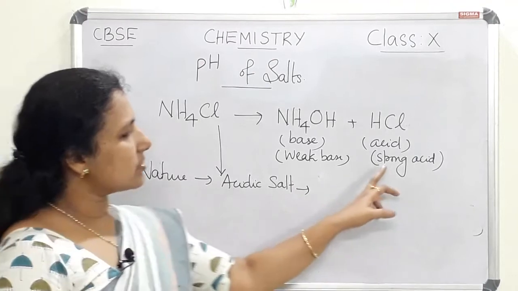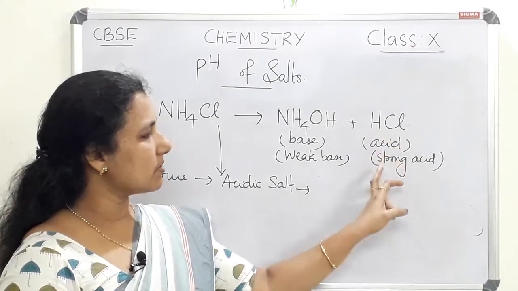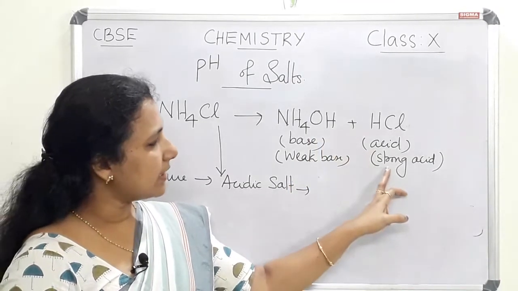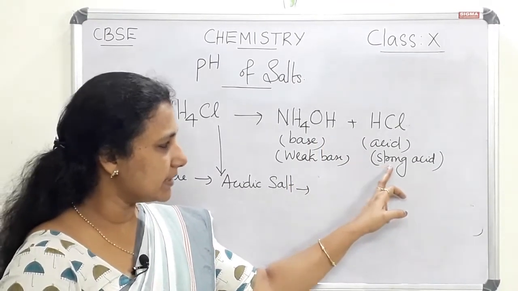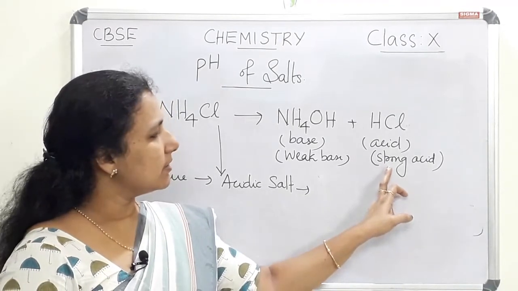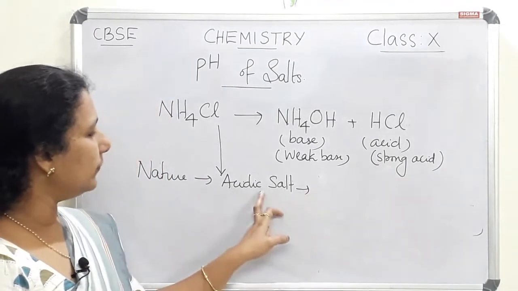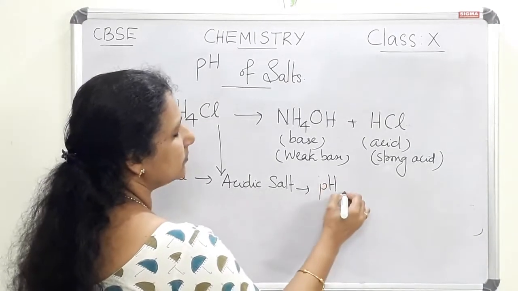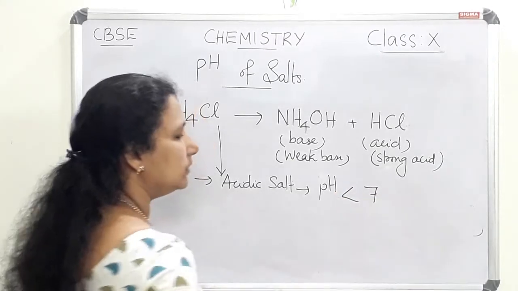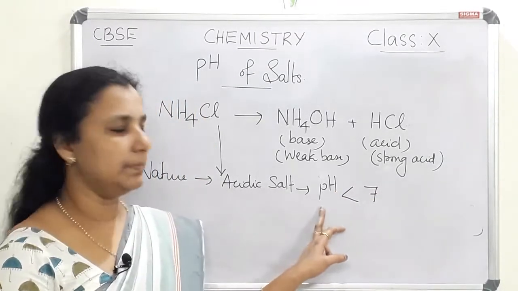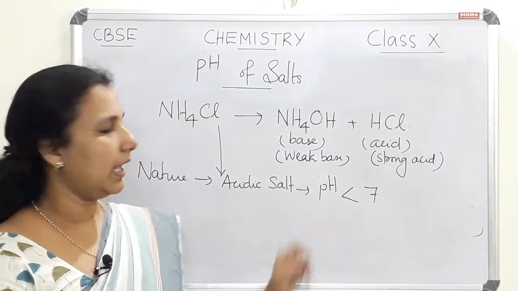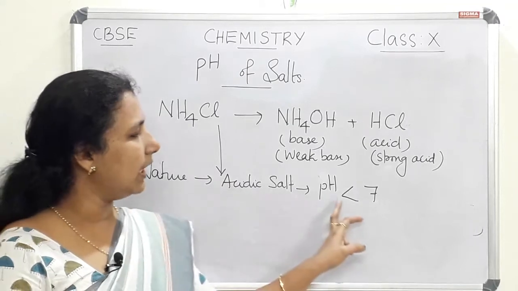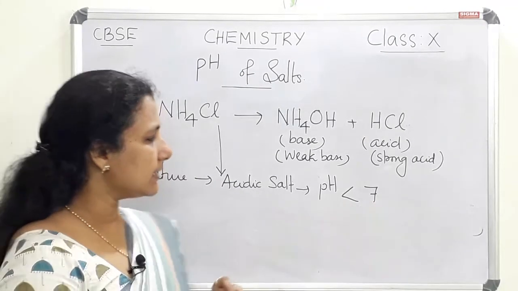HCl is a strong acid and the weak base is ammonium hydroxide. Here the acidic character is dominating, since the acidic part is the stronger part. So the salt formed will be an acidic salt and the pH will be less than 7. We know that less than 7 is the pH value for acidic solutions. So this is an example of an acidic salt and the pH will be less than 7.